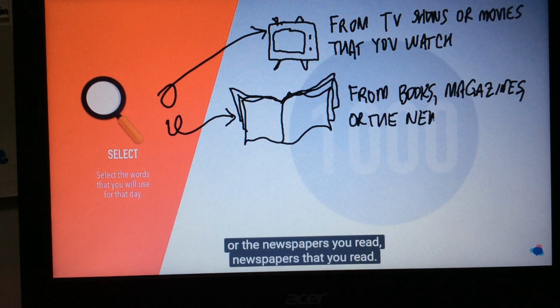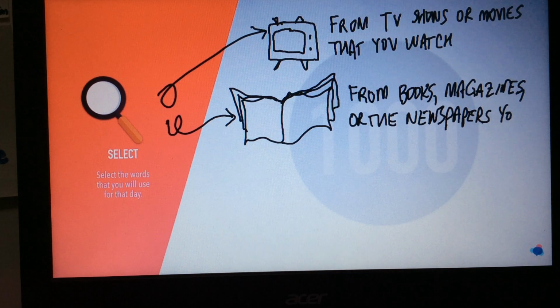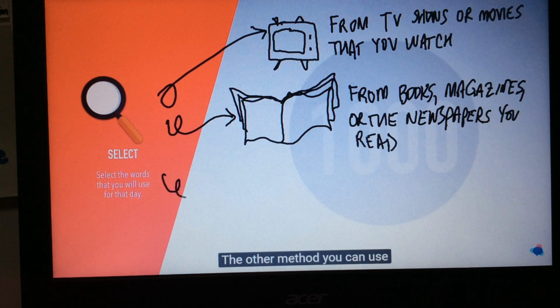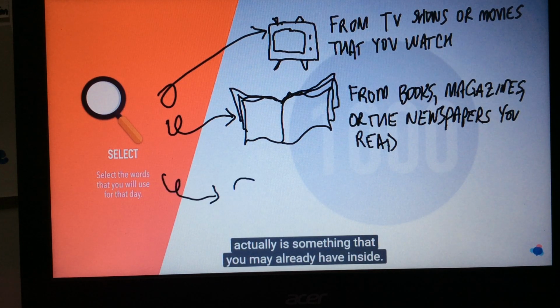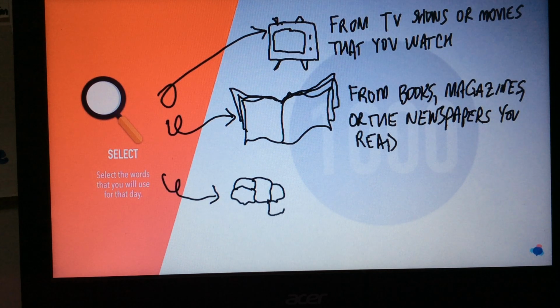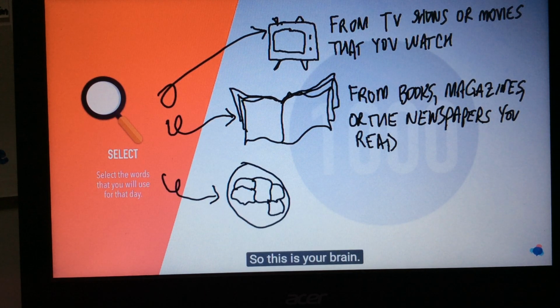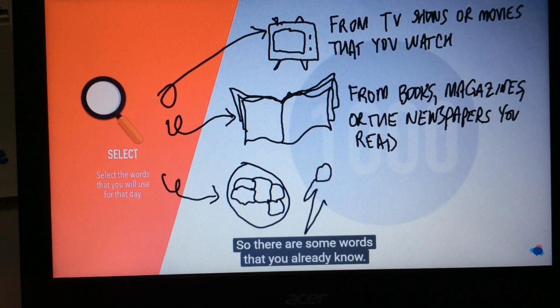Or the newspapers you read, okay? Newspapers that you read, all right? And the other method you can use actually is something that you may already have inside. So this is your brain. So there are some words that you already know.